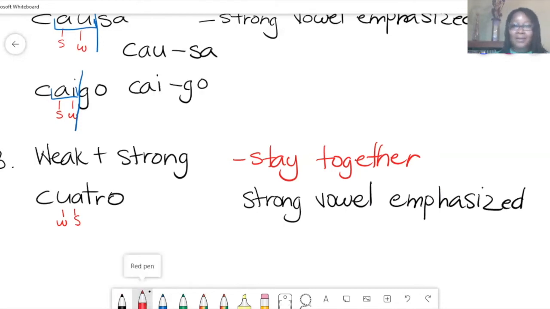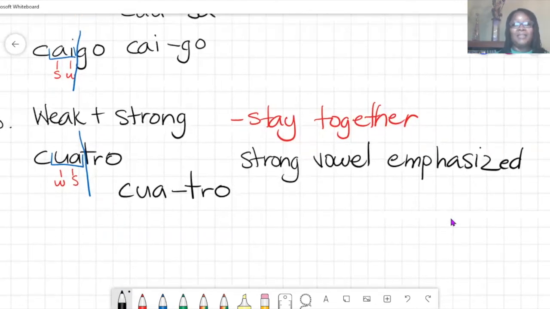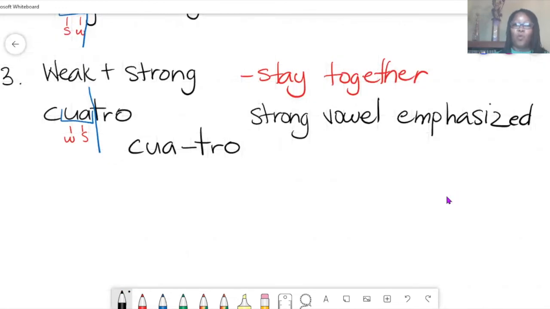Again, can't separate them. So they have to stay together in that one syllable. And so you put your separation there. So this now becomes cuatro. Now, this TR is something that we will discuss in part 2 when we're looking at the consonant rules, because there's something special about this TR, but we're going to look at that in part 2. So that's cuatro. Again, it stays in one syllable.